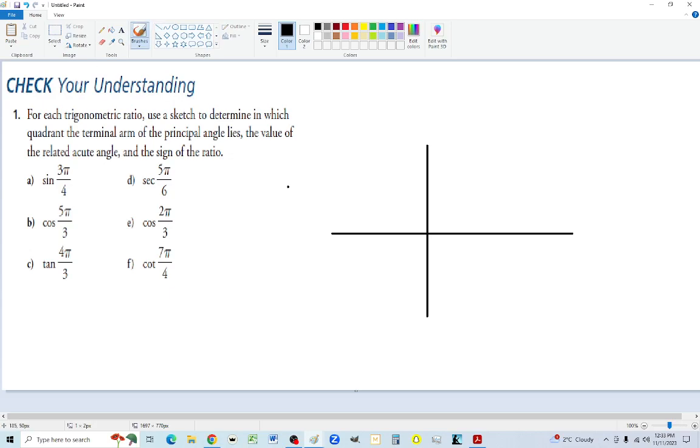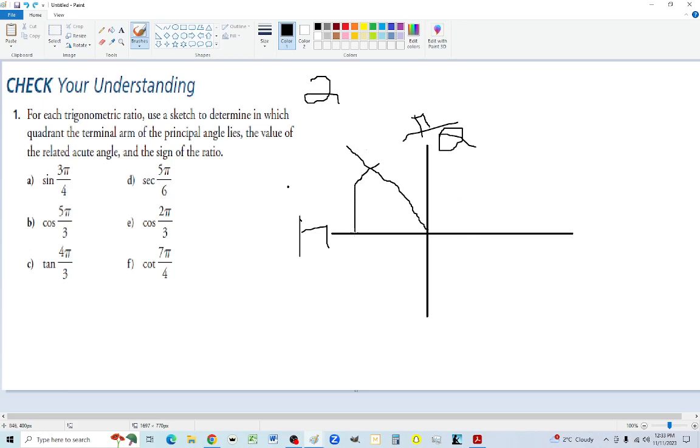So where is 3/4 pi? Well, pi would be 90 degrees, so 3/4 must be less. Pi over 2 is 90 degrees, and pi is 180. So 3/4 must fall in here somewhere. So that means this particular terminal arm falls in quadrant 2.